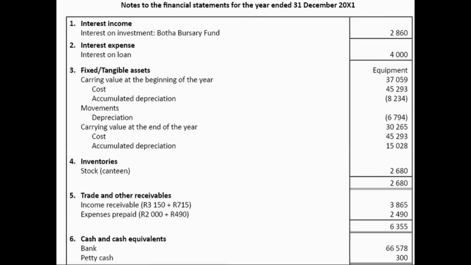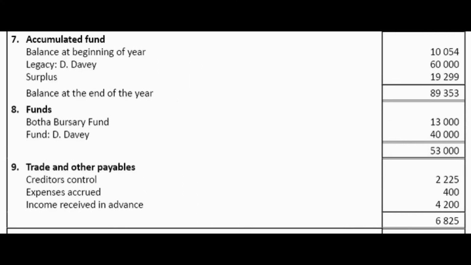And then expenses prepaid. The 2,000 is for that interest on loan, and the other 490 was for insurance that was prepaid for the next year. And that gives you that 6,355. Cash and cash equivalents, bank, that was the balance in the cash book at the end of the year, 66,578, and the petty cash, if you look at the petty cash account, that was the balance in the petty cash account, 300.